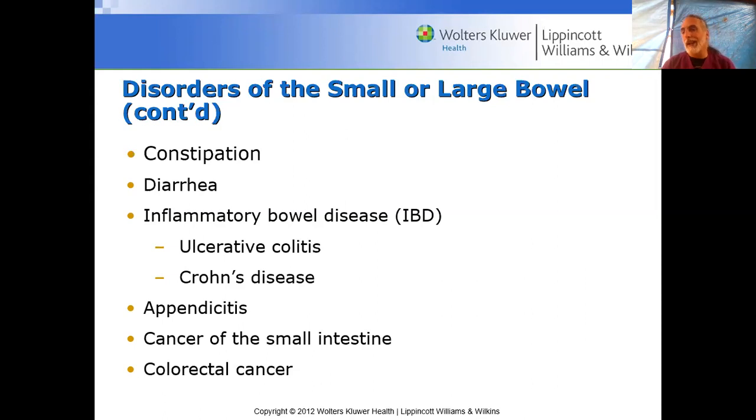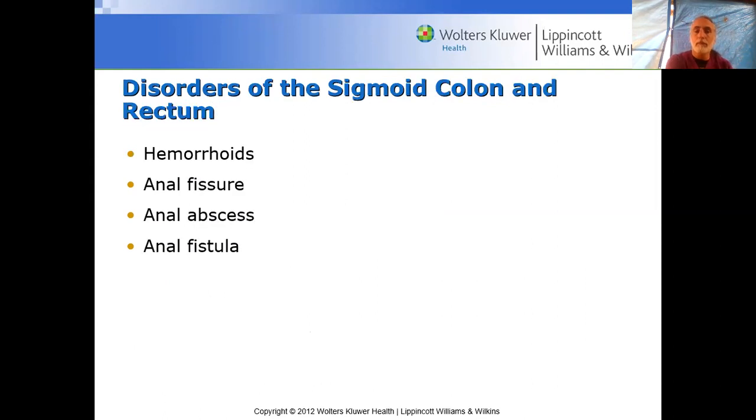So cancer, again, we have location, location, location: small intestine or colorectal, colon rectum cancer. These are treated in the usual ways where you have chemo, radiation, surgery. In cases of the small intestine or colorectal cancer, these are patients that may end up with a colostomy or an ileostomy. And then moving further out, hemorrhoids, anal fissures, anal abscess, anal fistula.